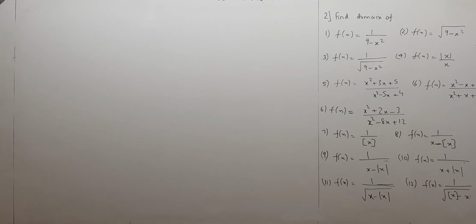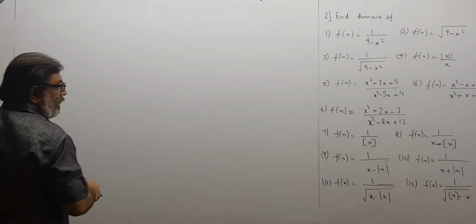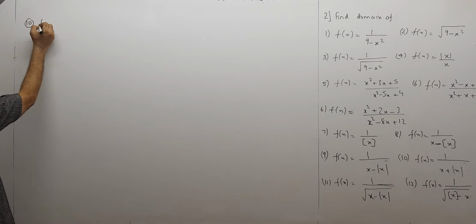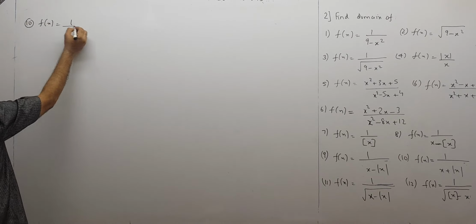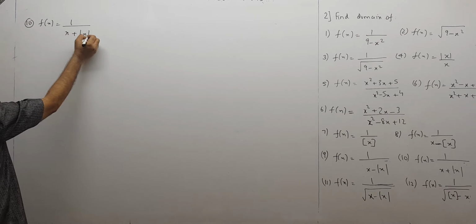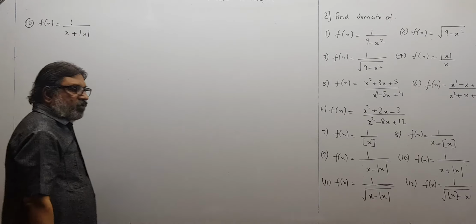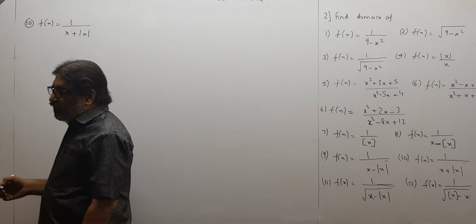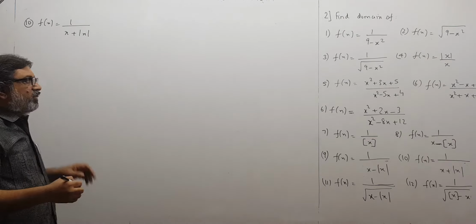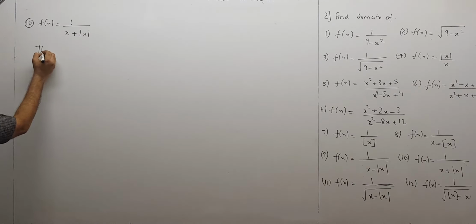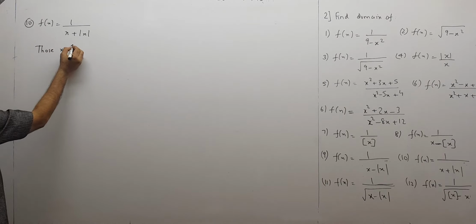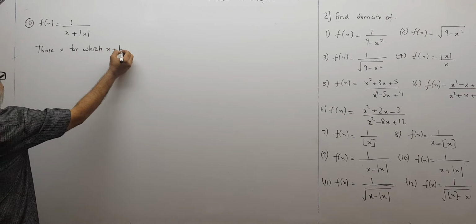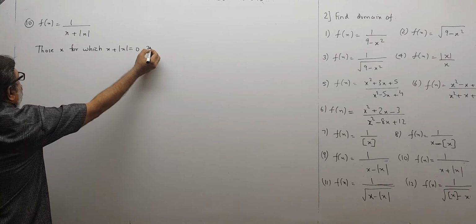Look children, we have done up to 9. Now we go to 10th one. It is f(x) equals 1 upon x plus mod x. Again, x plus mod x should not be 0, otherwise 1 upon 0 will be undefined. So I find those values of x for which x plus mod x is 0. So let us look for those x for which x plus mod x will be 0. What are those values of x?